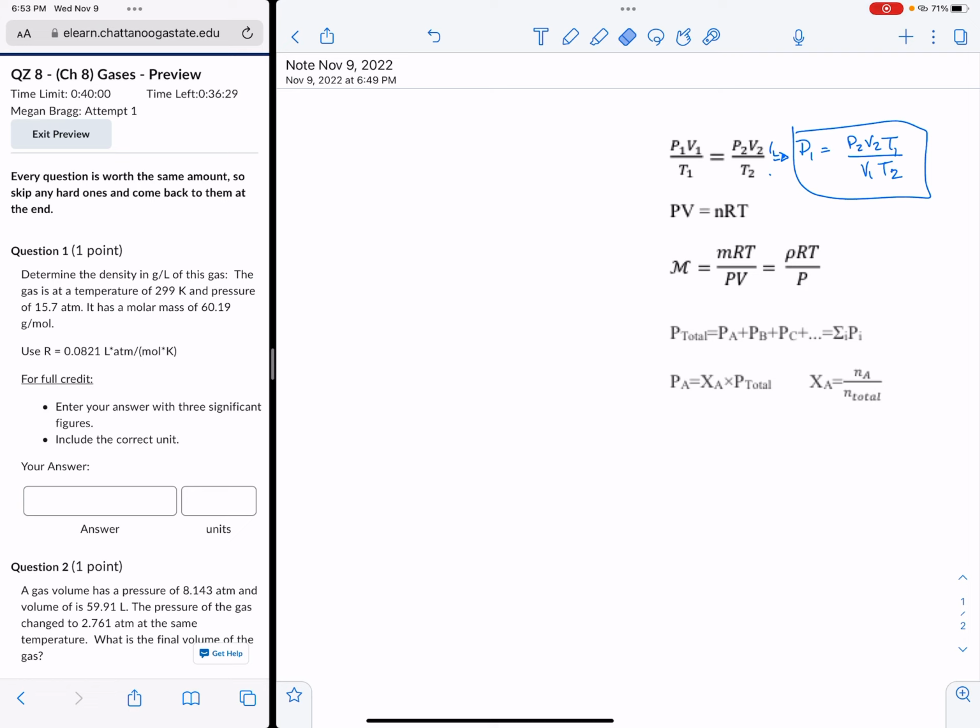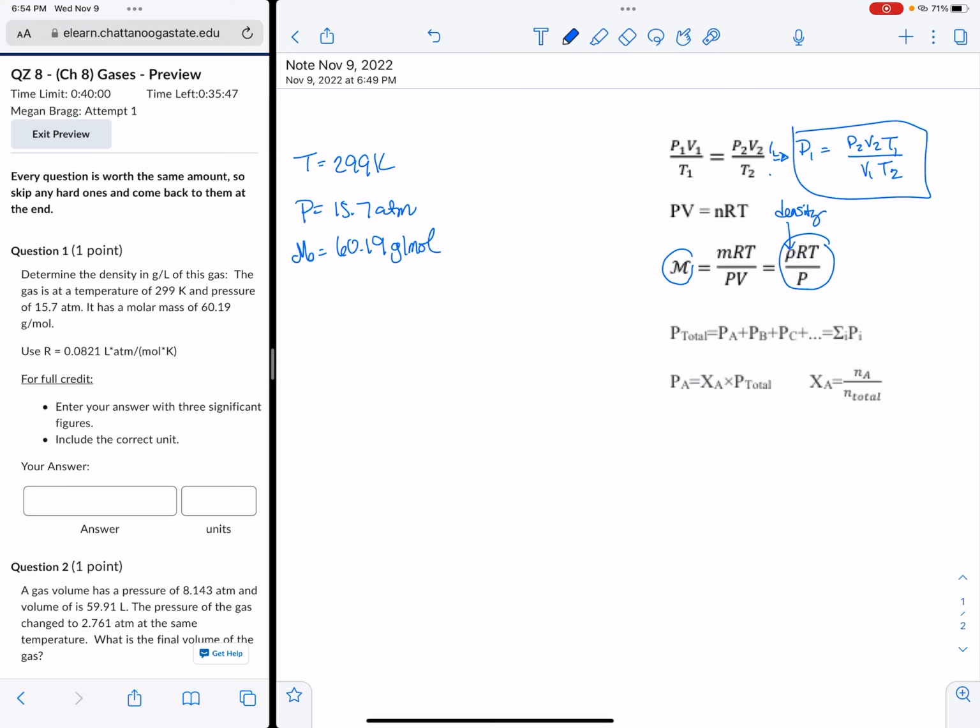So in this problem right here, it says determine the density of the gas in grams per milliliter. I've got a temperature, pressure, and all that. The way I like to read these is lots of words, and then I see a 299, so that must be my temperature. And then I see the pressure is 15.7 atm. And then I see molar mass, which is that curly Q, which is 60.19 grams per mole. You can solve these one of two ways, but I'm going to use this one because that is the symbol for density for these ones.